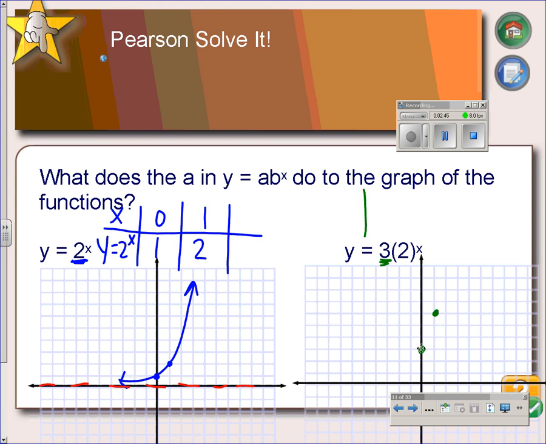So you can pretty much make an xy table the same as before with 0 and 1, and we get 3 and 6 using the order of operations. Again, we know it's an exponential growth because the b value, 2, is greater than 1. So the graph is going to look something like this. It just stretches out, but basically in the same direction.